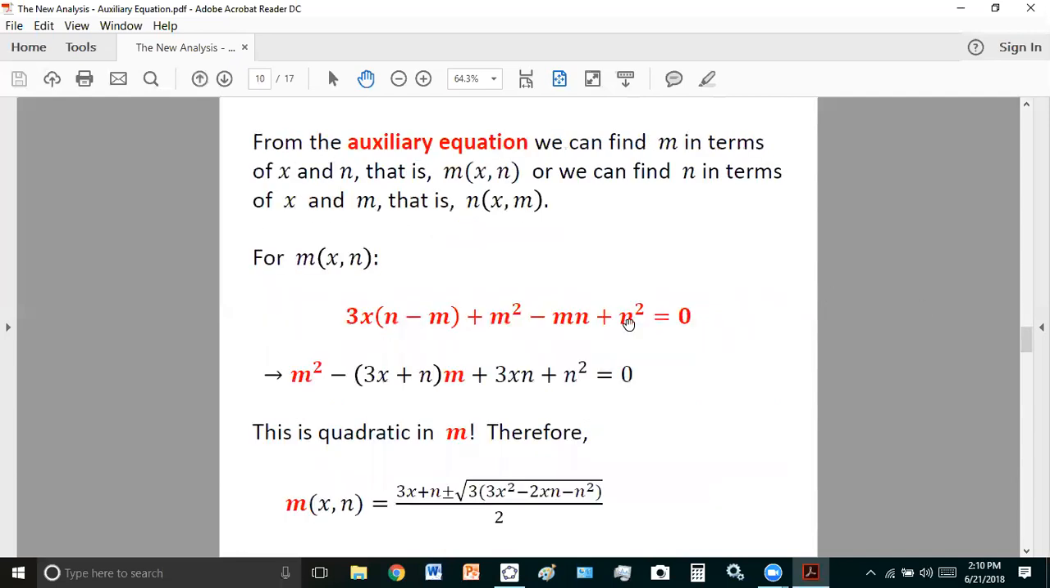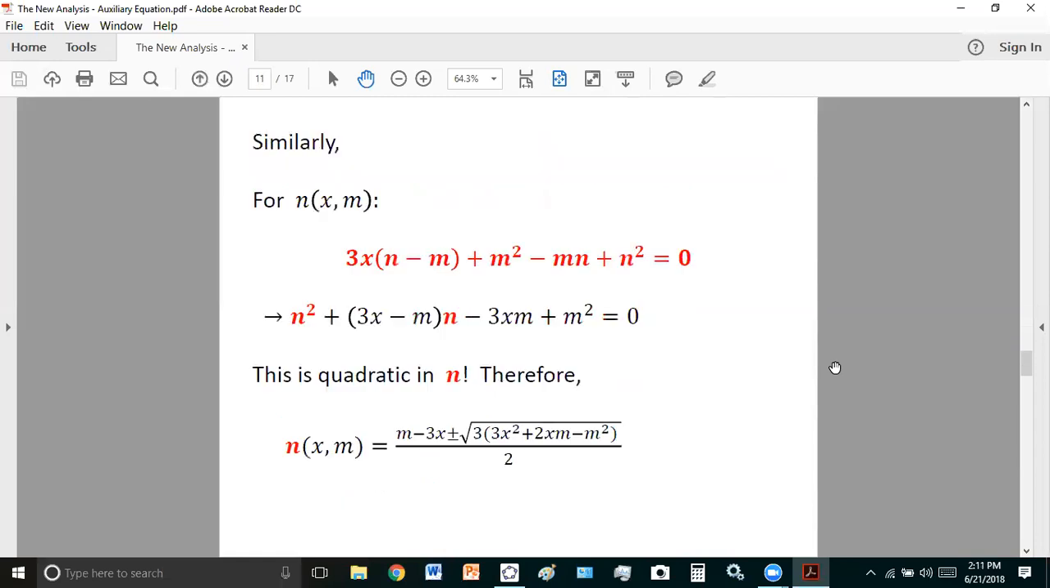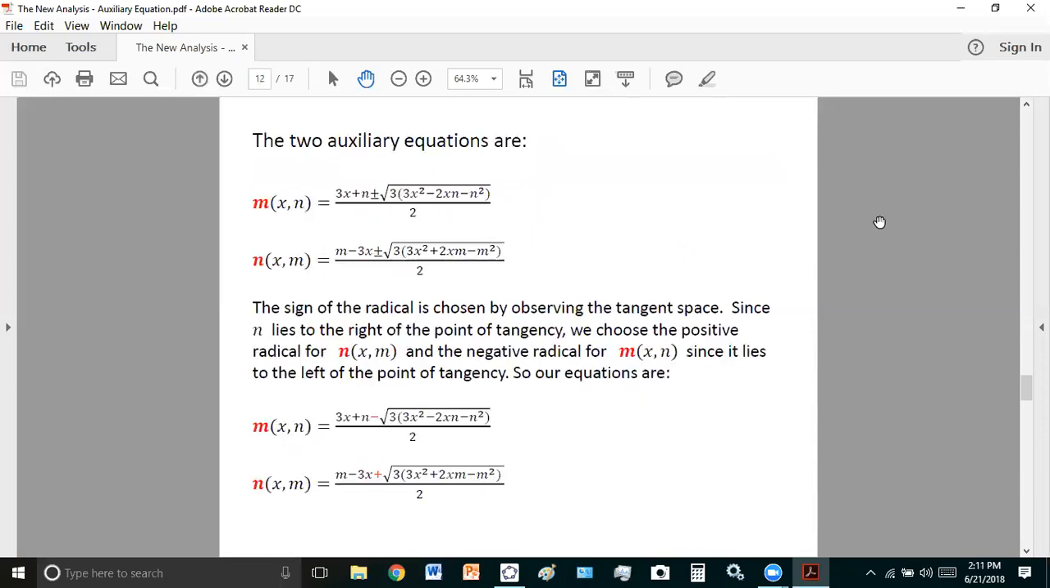So from the auxiliary equation, this equation down here, we can find m in terms of x and n. That is m(x, n). Or we can find n in terms of x and m, and that is n(x, m), as you see here with two inputs, x and m. And so we take that equation and we rearrange the terms a bit, and we notice that we have a quadratic in m, right? And therefore we can solve it, and we have the first equation. Don't worry about the plus and minus here, I'll explain it in a moment. Similarly, for n of x and m, we have another equation as you see here. And now, those are the two auxiliary equations here at the top.